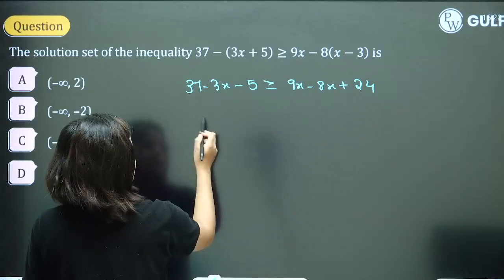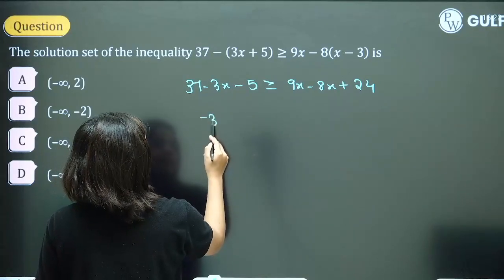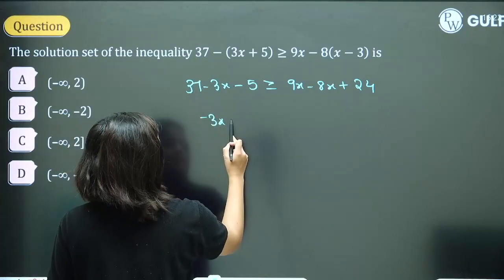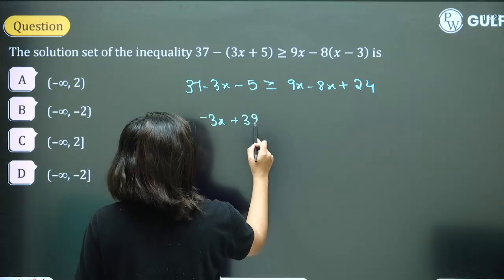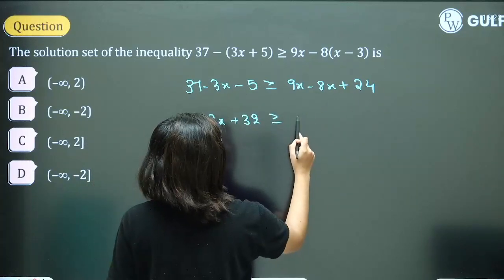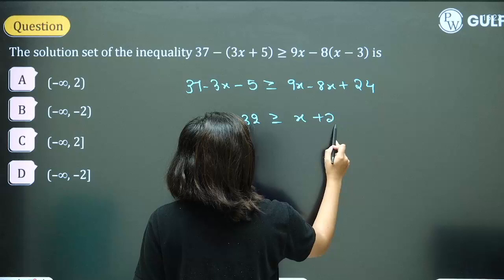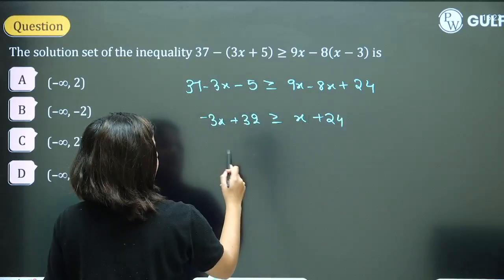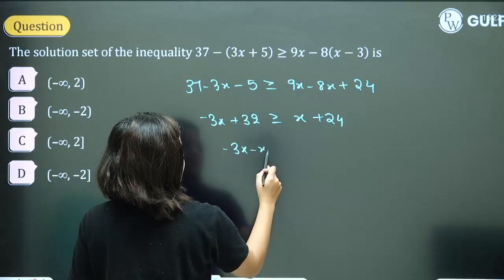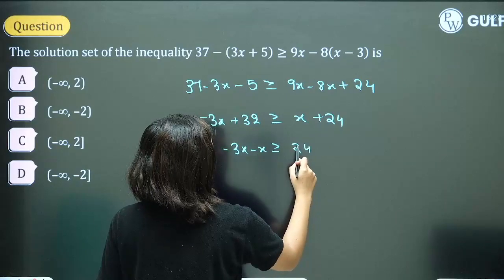All the x terms together, what say guys? This is minus 3x, 37 minus 5, 32, 9x minus 8x, x and plus 20. x will come on the left, minus 3x minus x, 24 minus 30.